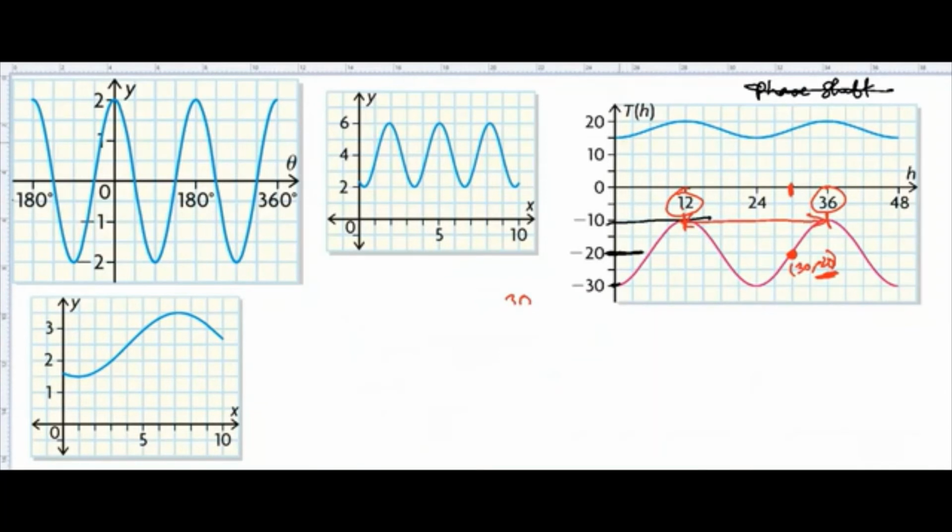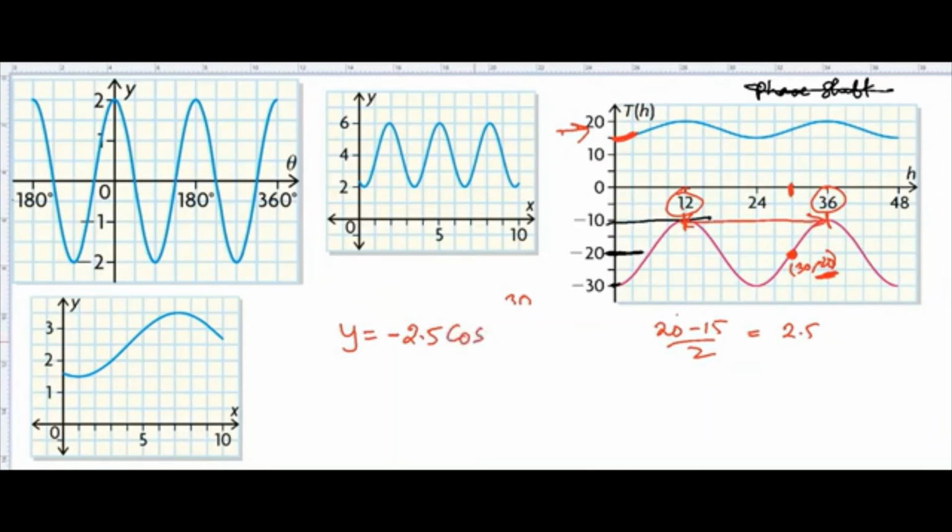Now I want to write the equation of this blue color one. So maximum is 20 minus minimum, which is 15, divided by 2, that is 2.5. So a equals 2.5. Again, it is starting from minimum, not maximum. So I will write a minus here and it becomes cos.